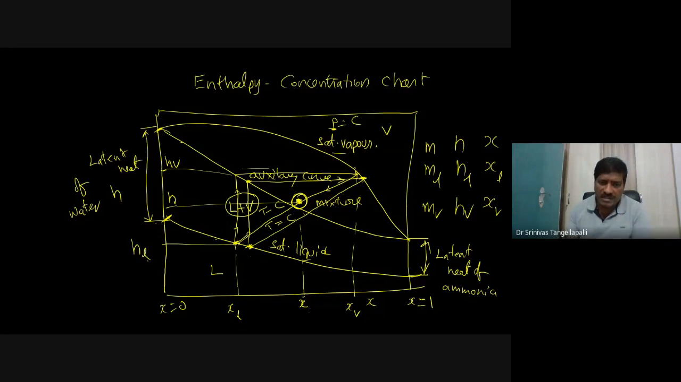Here I am showing the lever rule. This is the length towards the liquid line, and this is the length towards the vapor line. So this length is directly proportional to the vapor properties, maybe enthalpy, concentration, or mass. And this opposite length, the vapor side length, is directly proportional to the properties of the liquid. So we can easily evaluate the properties of the mixture enthalpy, or individual properties such as liquid and vapor, by applying the lever rule.